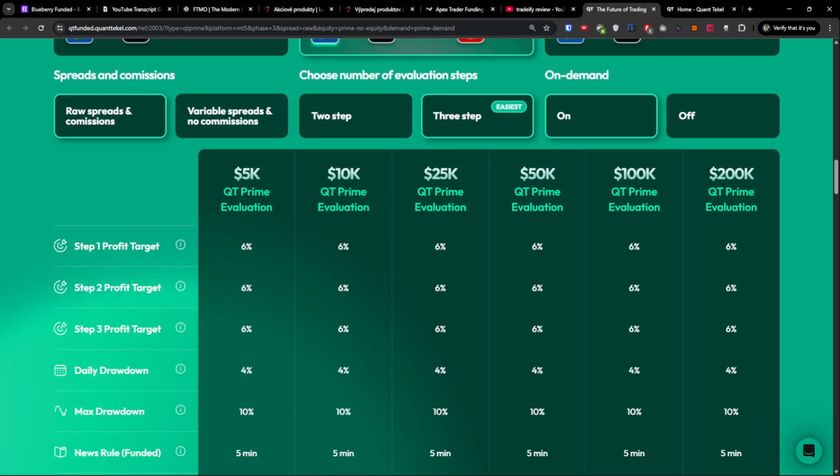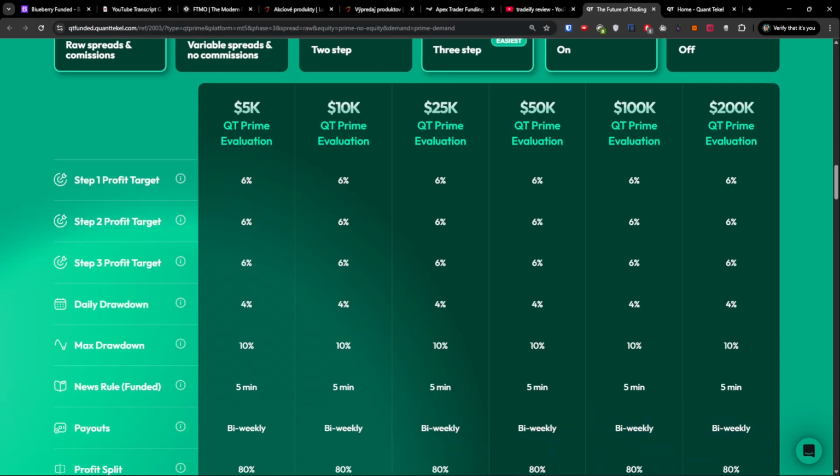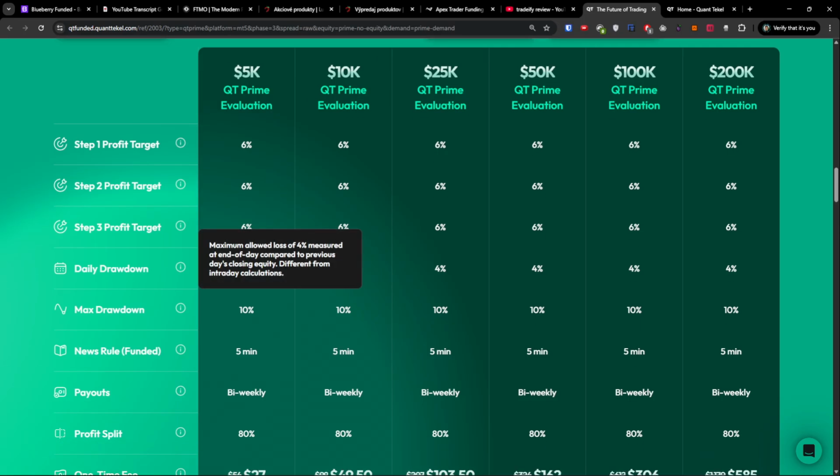And then let's say on demand we're going to have it on, and you can have a profit target of 6% here, and every single step is going to have 6%. Then daily drawdown: it allows a loss of 4% measured at the end of the day, comparing to the previous day's closing equity. And max drawdown is going to be 10%.